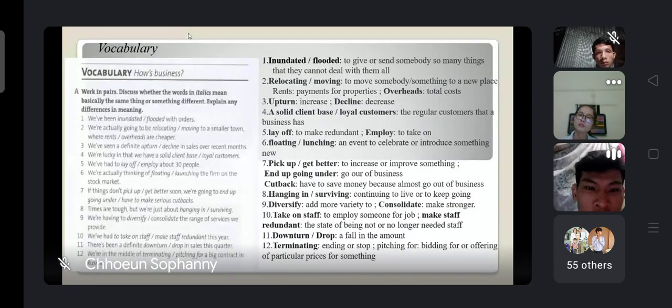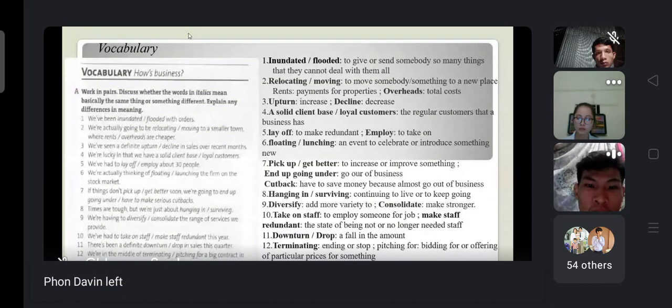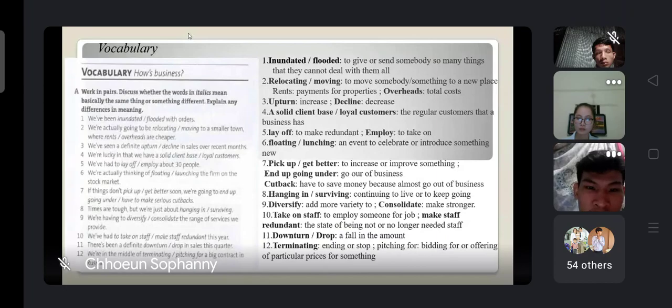And number 4 is a loyal customer. It is a regular customer that a business has. That means a customer who regularly buys your product every month, every day or every year. That means they purchase your products regularly. And number 5 is lay off. Lay off means to make redundant. That means you don't need them anymore. You need to lay off your staff or lay off something. That means you don't need it anymore.